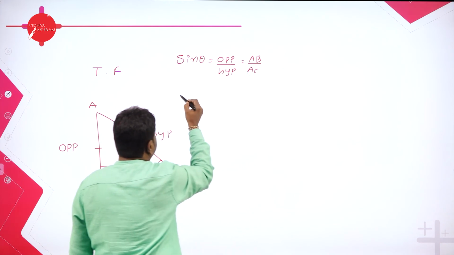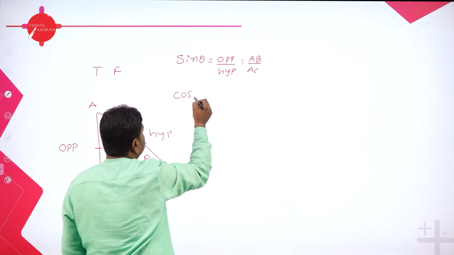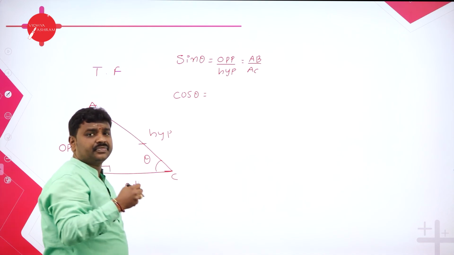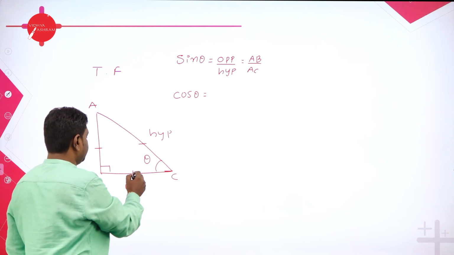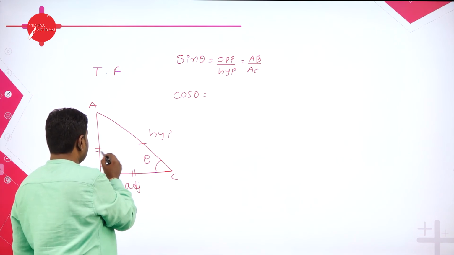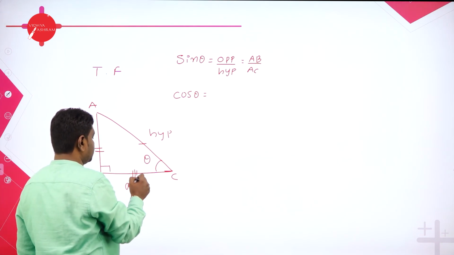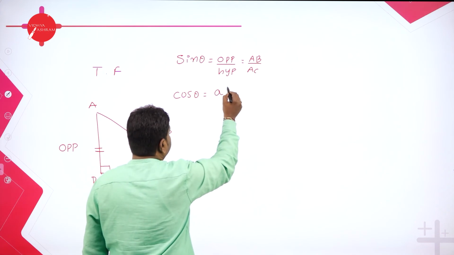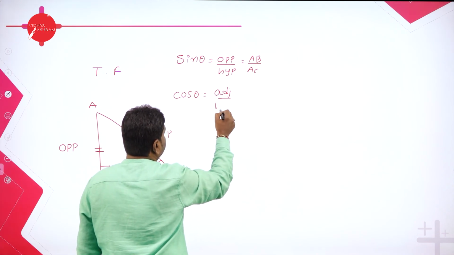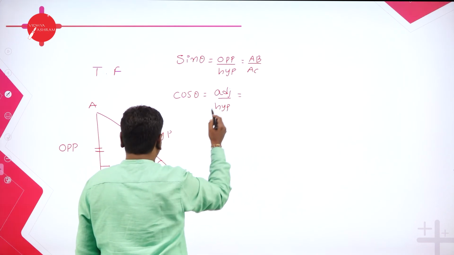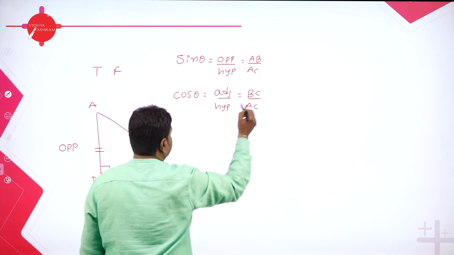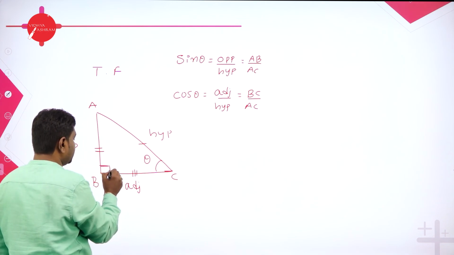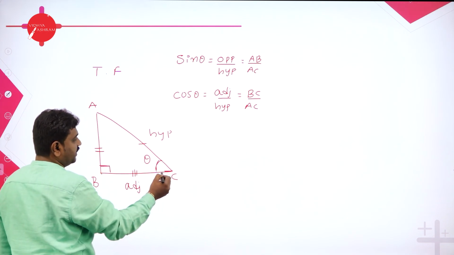And cos theta. What is cos theta? Adjacent by hypotenuse. Here this is the adjacent, and this is the hypotenuse. Adjacent by hypotenuse. So adjacent is BC divided by AC. Adjacent is a side on which 90 degrees and the angle both will land.